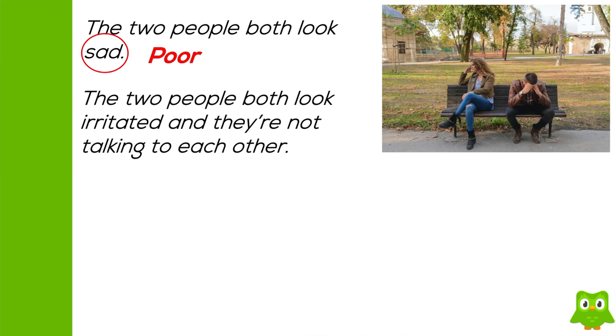The two people both look irritated and they're not talking to each other. So this is better. It's not great, but it is better. Irritated is a better word than sad for this picture. You could also use words like annoyed or frustrated. Also, this answer is better because I added more information and I used the conjunction "and". So, "and, they are not talking to each other."